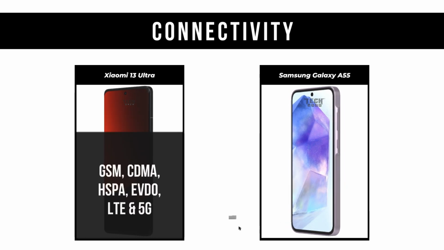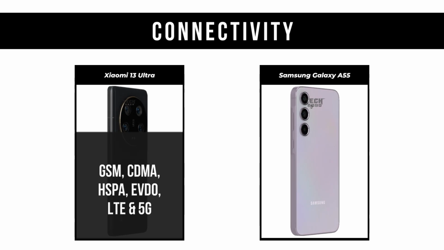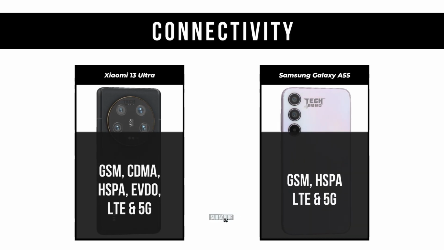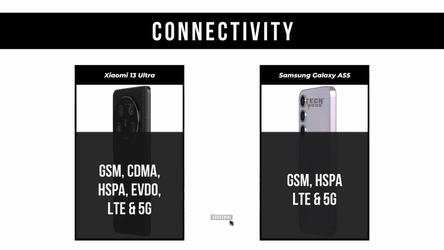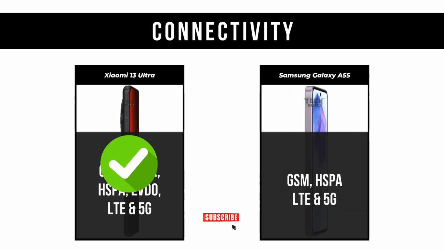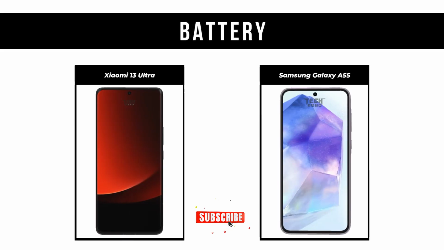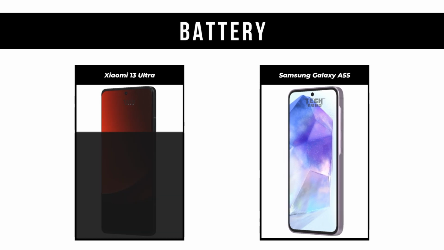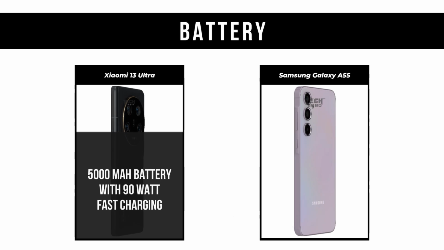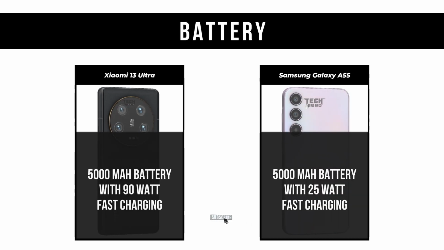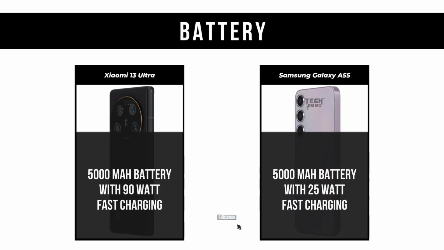Connectivity. Xiaomi 13 Ultra is GSM, CDMA, HSPA, EVDO, LTE, and 5G. Samsung Galaxy A55 is GSM, HSPA, LTE, and 5G. Battery. Xiaomi 13 Ultra is 5000 mAh battery, with 90 watt fast charging. Samsung Galaxy A55 is 5000 mAh battery, with 25 watt fast charging.